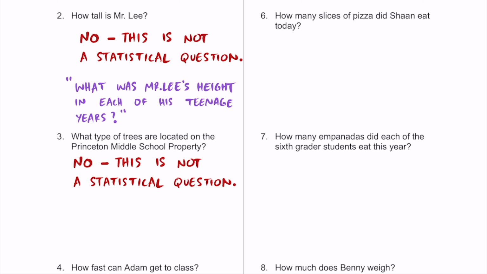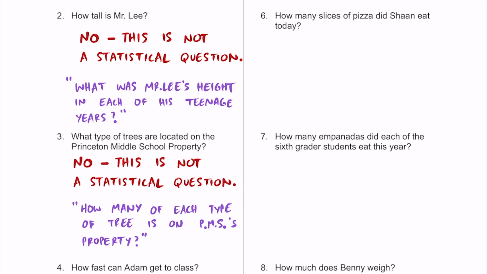To rewrite this question so it is statistical, we could write, how many of each type of tree is on Princeton Middle School's property? This type of question allows us to collect some data on the different types of trees and how many of each one there are.